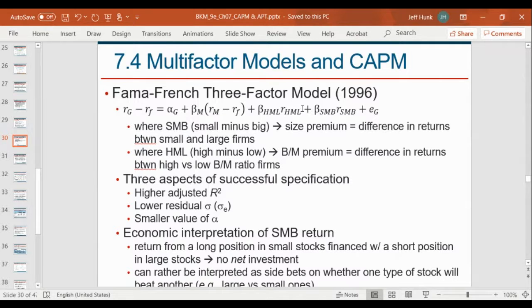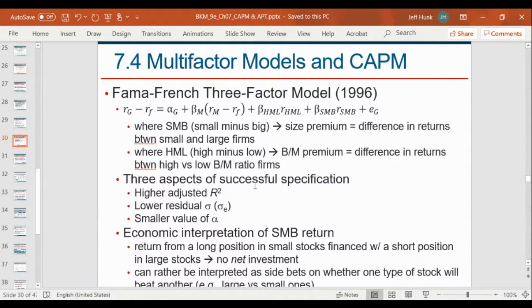This is the market index. And what is this? H, L would mean high, low. S and B, small, big. HML is high minus low. SMB is small minus big. So SMB, small minus big, is called the size premium. It's the difference in returns between small and large firms.